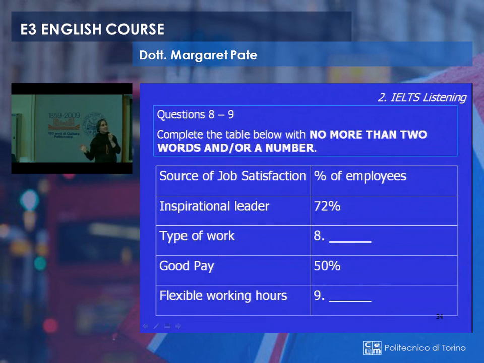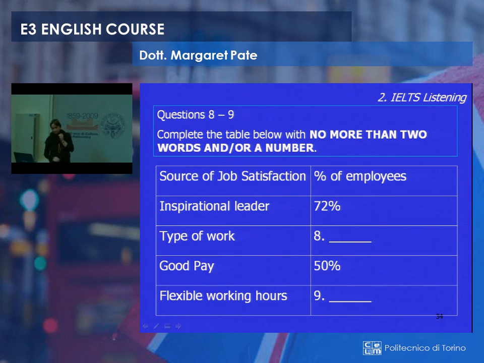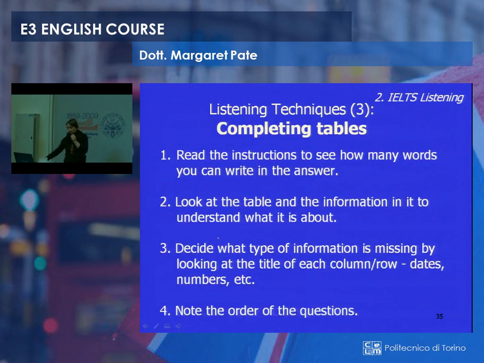And this is a very simple table, but you may get a table with many more columns in it. You have to look, obviously, at the order of the missing information. Is it going down columns or across rows? And think about that when you're listening, so you can follow the sequence of information. Okay? So this is the technique.